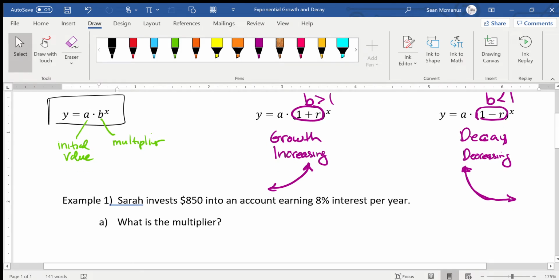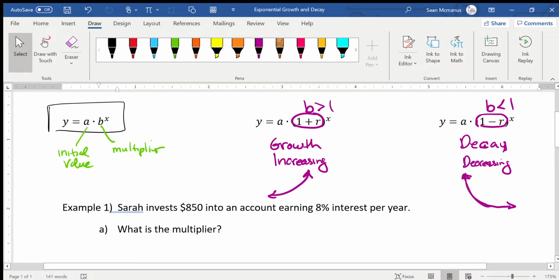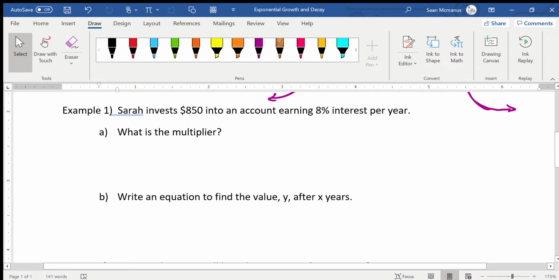Okay, so we're going to do 2 or 3 quick examples here that are going to line up with our homework so you can see what needs to be done. So example 1: Sarah invests $850 into an account earning 8% interest per year. Okay, so it's going to walk us through here what to do.